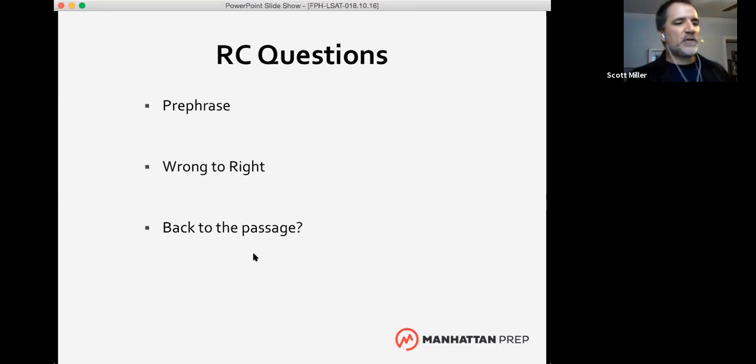The other thing you want to focus on is knowing when to go back to the passage. Should I go back to the passage and check something before I even look at the answer choices? Or if I'm down to 2 answer choices and I'm trying to decide between them, do I need to go back to the passage to check? So let's look at how to apply these principles in real time with some real questions with this passage.